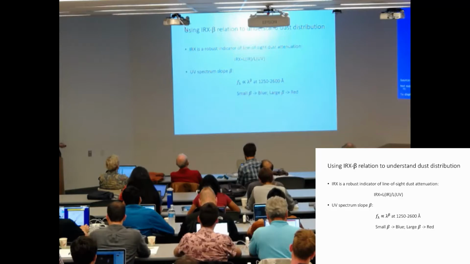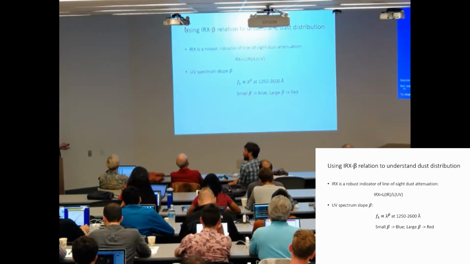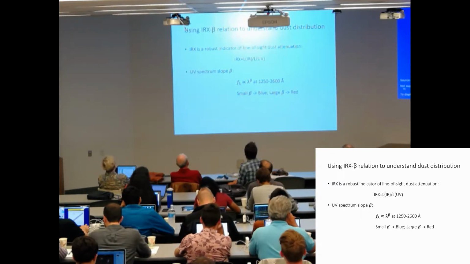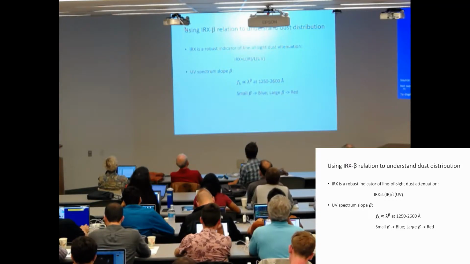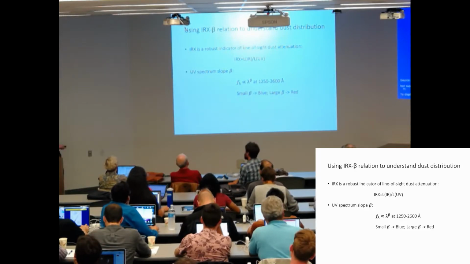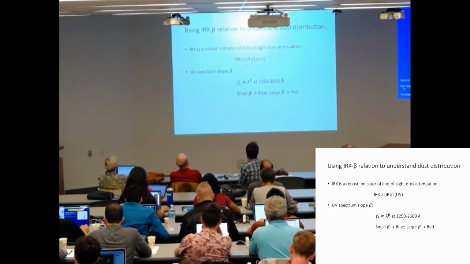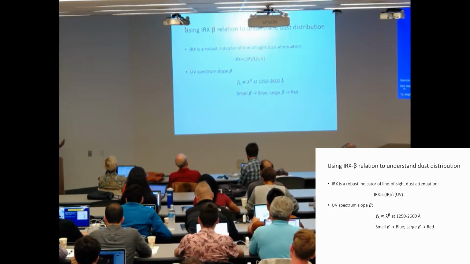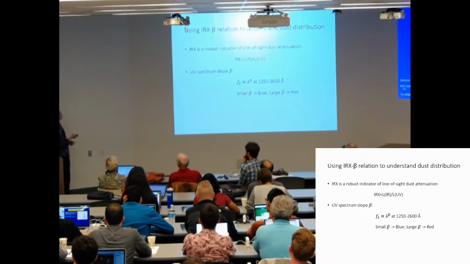What is IRX-beta? IRX is simply the luminosity ratio between the IR and the UV. Dust absorbs the UV light and emits the mid to far infrared light, so this can be a nice indicator of the line-of-sight dust attenuation. The UV spectral slope beta is what you get if you fit a power law to the UV spectrum. Just remember that a low value of beta means the galaxy looks blue in the ultraviolet, and a large value means the galaxy looks red.